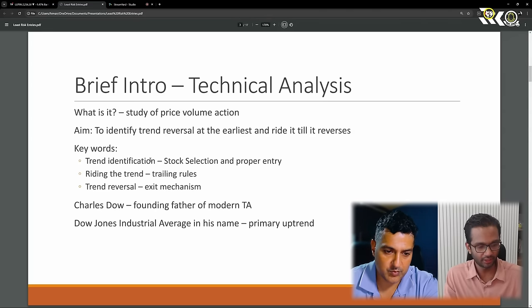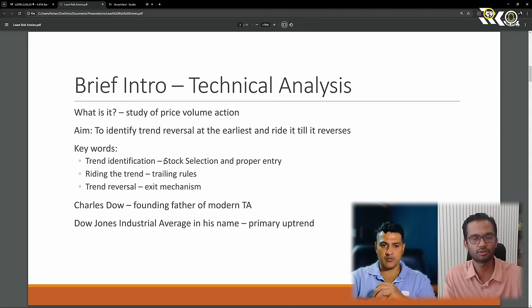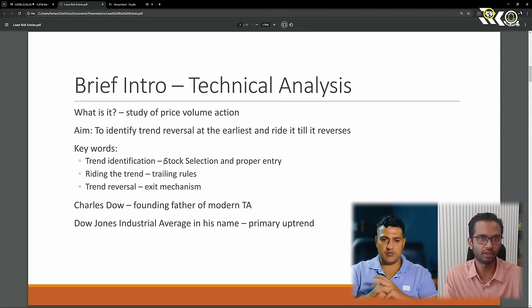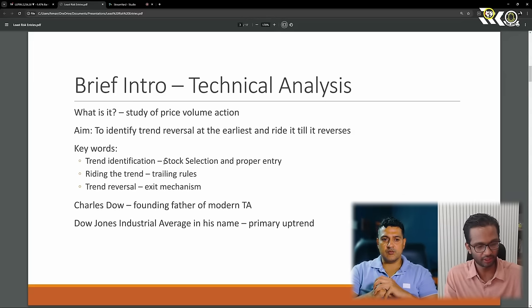Now the keywords are like trend identification, which will define which stock to select and where to enter. Because if you are entering a trend very late, you can miss out on that major chunk of the initial move, and your position size will also be on a very lesser side, because you are entering a trend very late and your stop loss point will be deep enough, right?